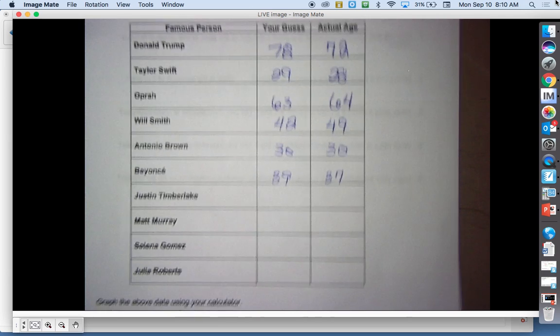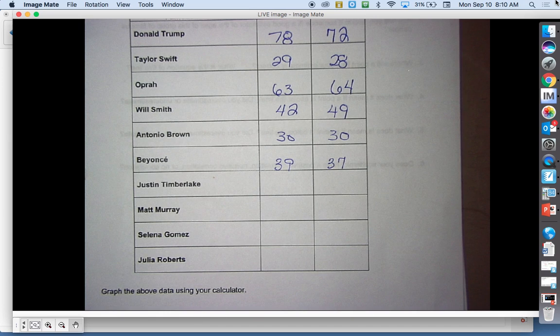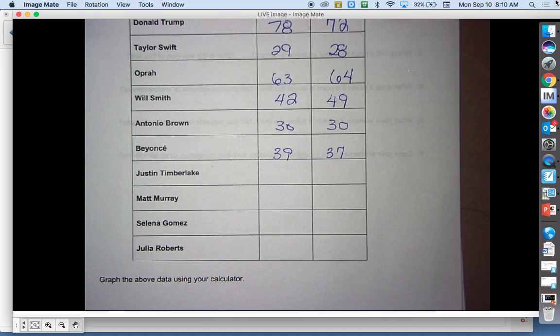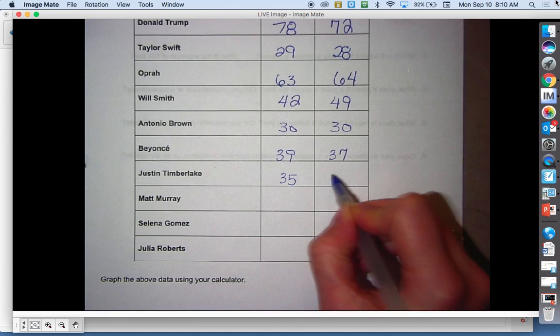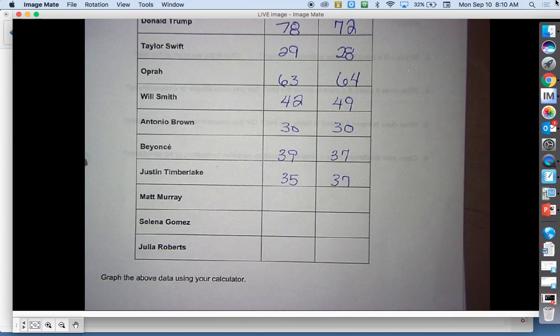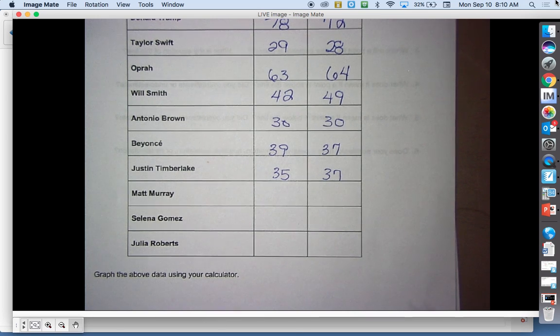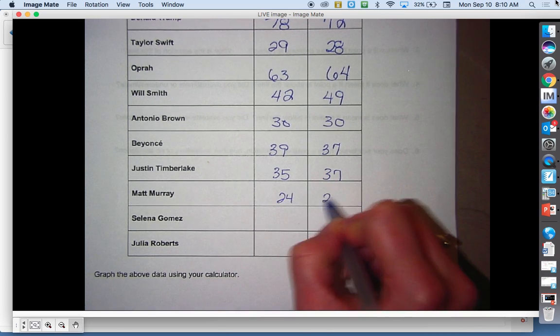How about Justin Timberlake? How old's he? Connor? 35. Justin Timberlake is also 37. His birthday's in January. Who's Matt Murray? Yeah, the Penguins goalie. Rebecca, do you know how old Matt Murray is? 24. He is 24.